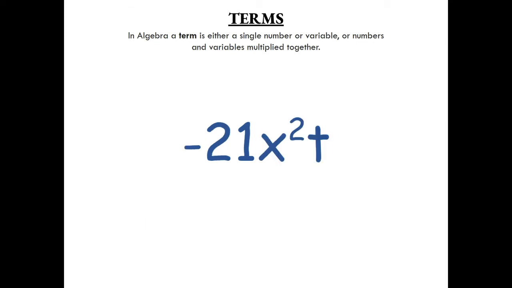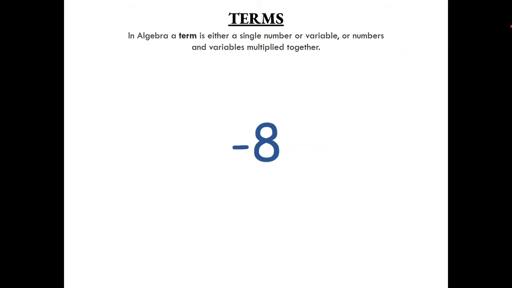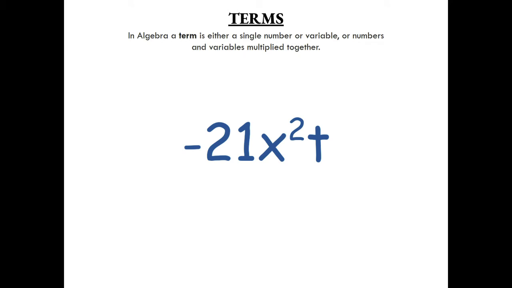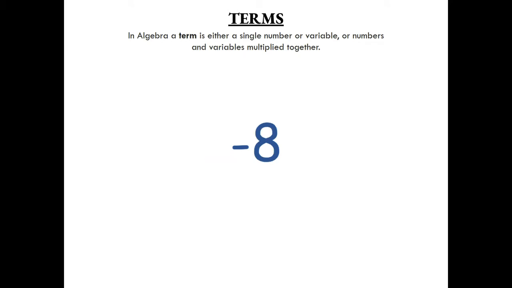Negative 21 x squared t. Again, the number is always written first in the term. You have negative 21 x squared t. Again, you have numbers and variables multiplied together, so therefore it's considered a single term. The number in front is negative 21, so that is your coefficient.